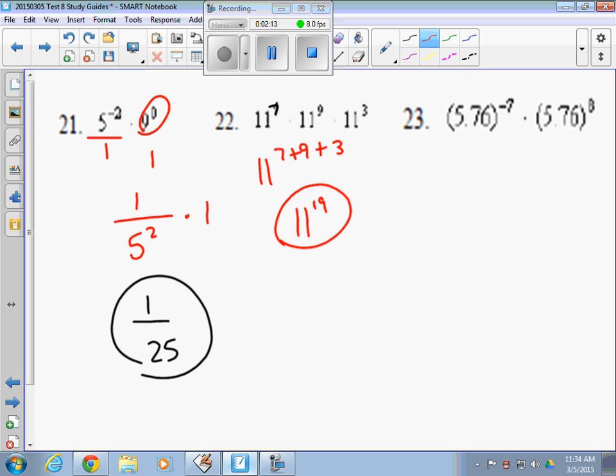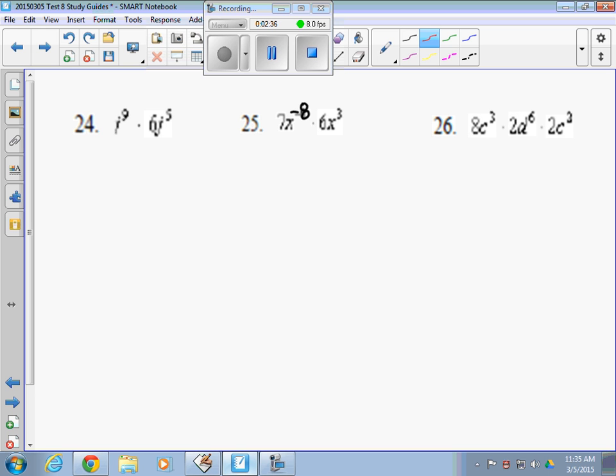Then you have something that says 5.76 for both of these as bases. Notice they're both the same. So you add the exponents. 5.76 to the negative 7 plus 8. Negative 7 plus 8 is 1, so 5.76 to the first power, which is simply 5.76. 24 says j to the 9th times 6j to the 5th. So you have 6, because this coefficient is 1, and then you have the same base, j and j. So you add 9 plus 5, 6j to the 14th.